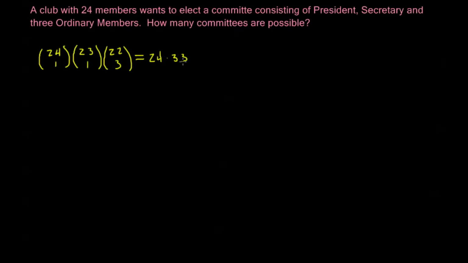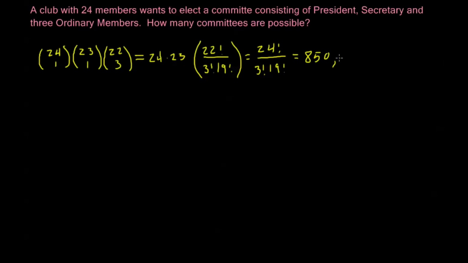23 choose 1 is just 23. And 22 choose 3 is 22 factorial over 3 factorial, 22 minus 3 factorial, which is 19 factorial. I could write this as 24 factorial. I can multiply this 23 and 24 over 3 factorial, 19 factorial. And I'm just doing this so that we can compare our other methods, make sure they're the same. And this is going to give us a total of 850,080 ways to choose this committee.